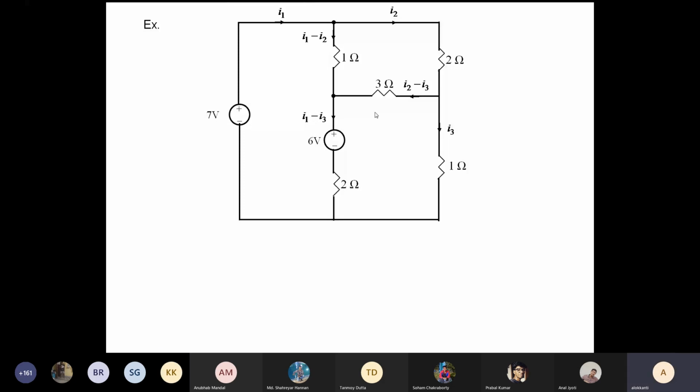So write down the mesh equations here and solve it. Suppose I choose a mesh like this. The mesh will basically indicate, if you just change the direction, you will get the same equation but with a different sign. Suppose I choose a mesh like this.